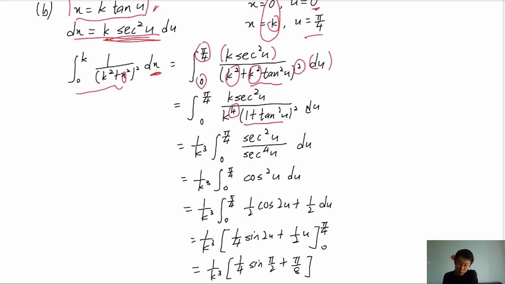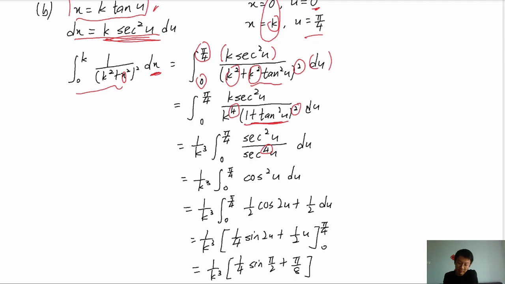So 1 plus tangent squared u is secant squared. Inside the bracket is a secant squared, so we square that again and get secant power 4. For the constant k and the k power 4, we cancel them out, and we will only have 1 over k power 3, which we leave outside. From this, we get 1 over secant squared, which is just cos squared. So here we need to integrate cos squared.